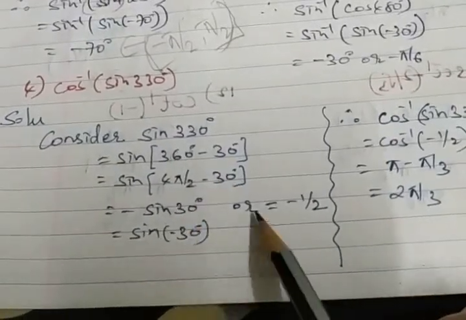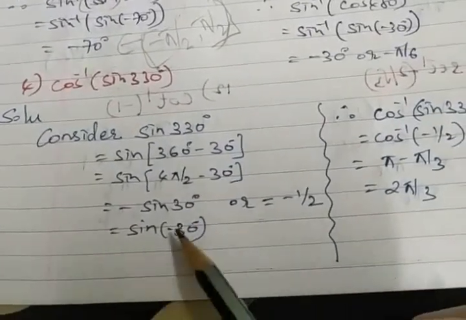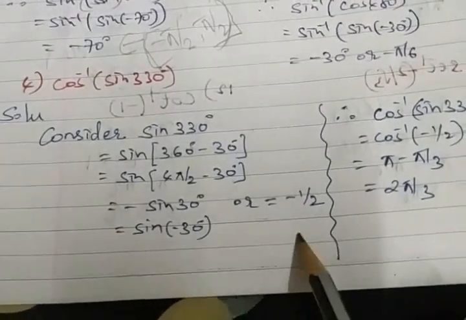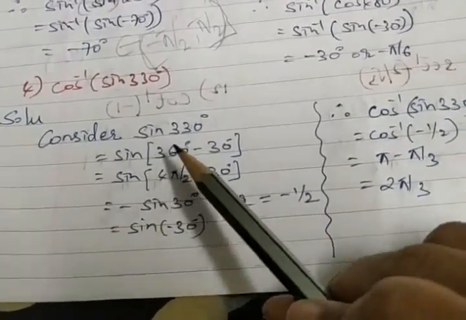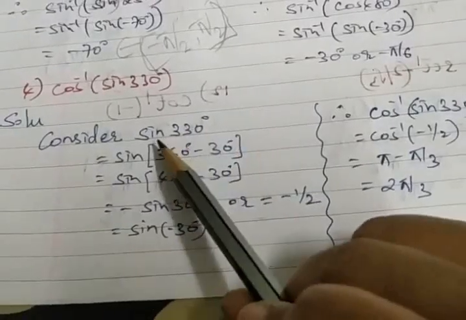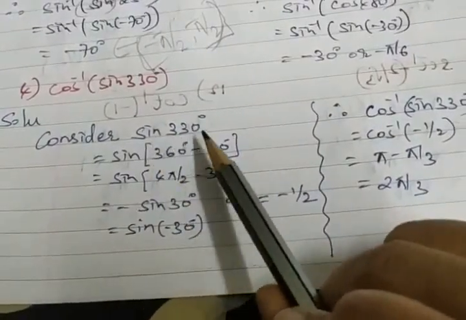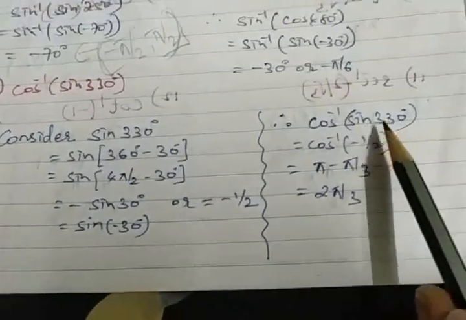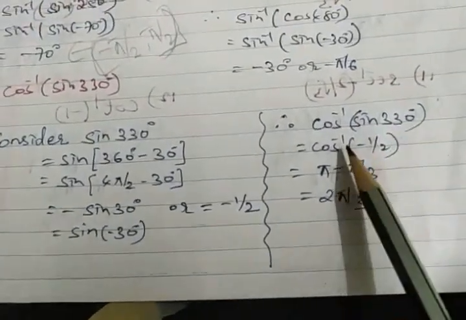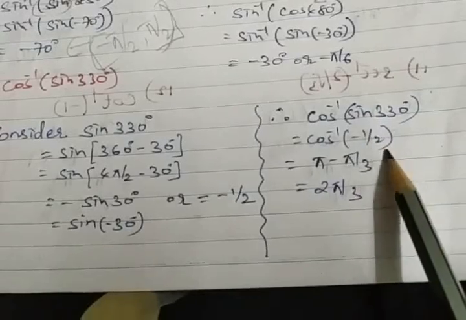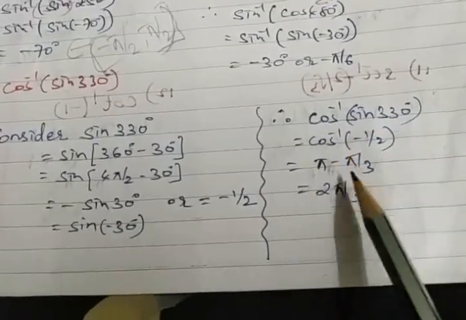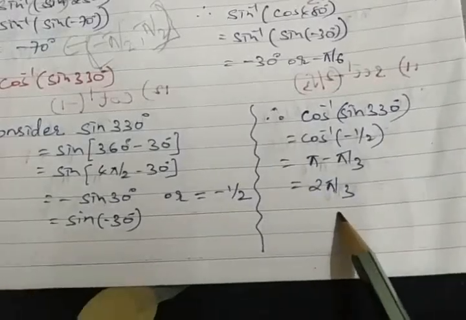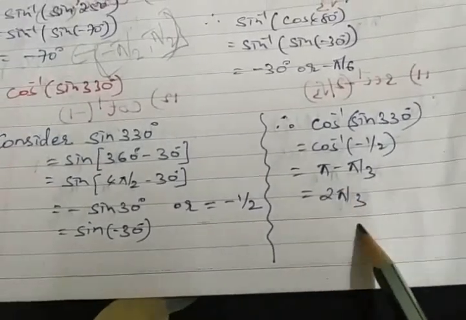So I had done it and finally I got a simplification as sine of minus 30 degrees, or you can take it as minus 1 by 2 also. Having simplified the value for sine 330 degrees, back to the question, we find here cos inverse of minus 1 by 2. Again, using the property, we have pi minus pi by 3, and therefore the final answer is 2 pi by 3.